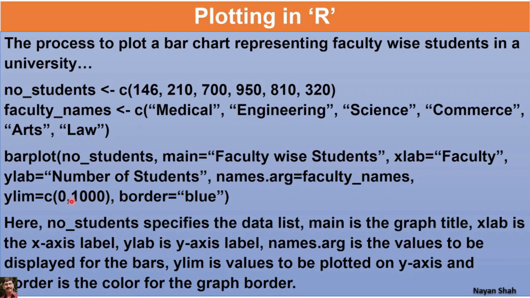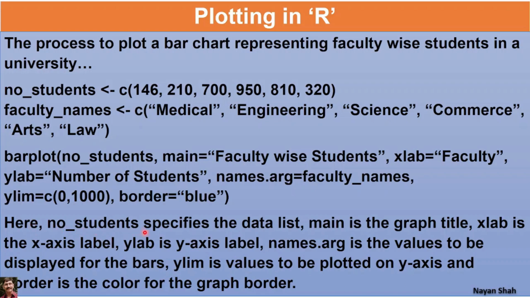It should be colon here, but in the textbook there is a mistake, so I just wrote comma here. It should be colon because we are specifying a range. And border is to specify the border color. So read this paragraph, the last paragraph, which I explained. The same thing is written here.